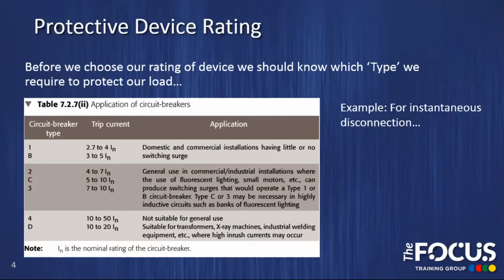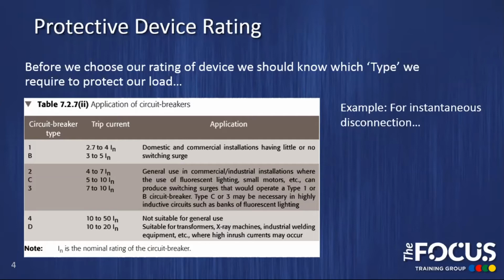We can see type Bs, their applications are domestic and commercial installations having little or no switch-in surge. Type Cs are for general use in commercial industrial installations, in situations where we may experience switch-in surges. And then type Ds are not suitable for general use, and they're suitable for transformers, X-ray machines, industrial welding equipment, anywhere where we may expect high inrush currents to occur.